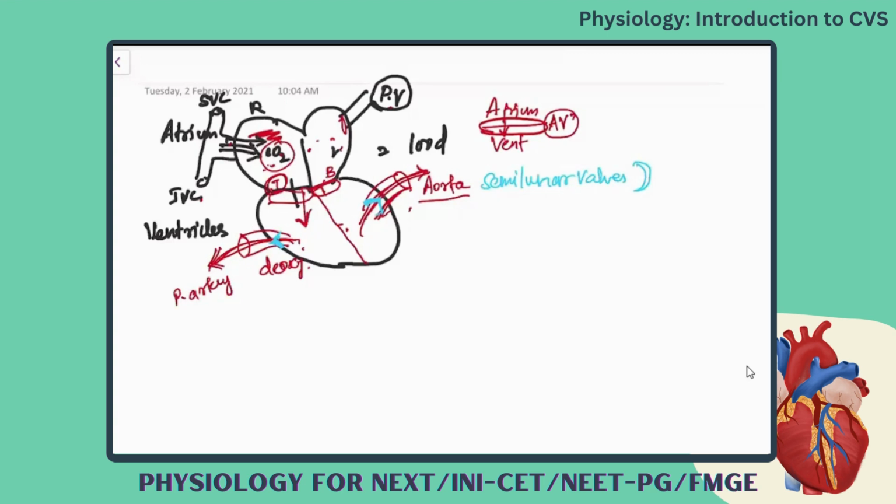So in general, when we are talking about the opening and closure of the valves, whether it is AV valve or it is with the semilunar valves, both sides, right side and left side, will open at the same time, close at the same time. And same with the semilunar valves also. Okay, so that is why even though if there is tricuspid and mitral, you have the generalization of AV valves. And here semilunar valves. Okay, clear? So this is the small circulatory introduction.